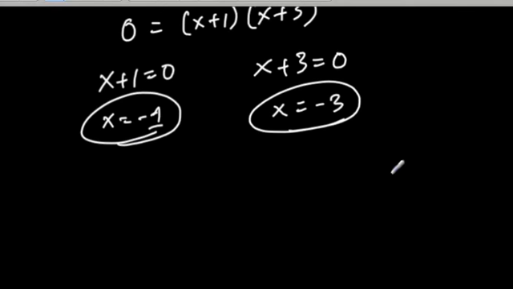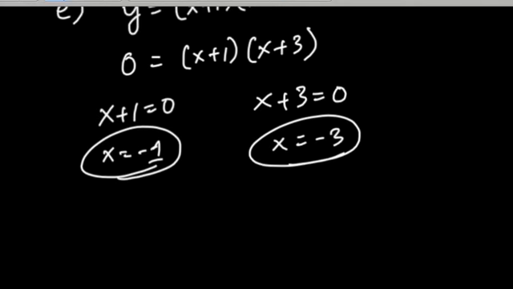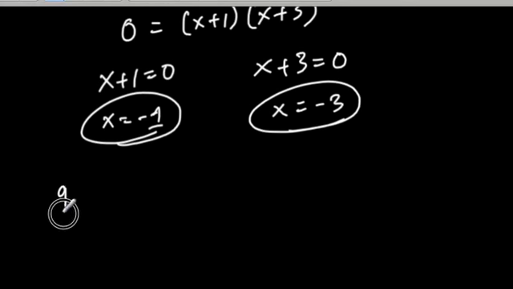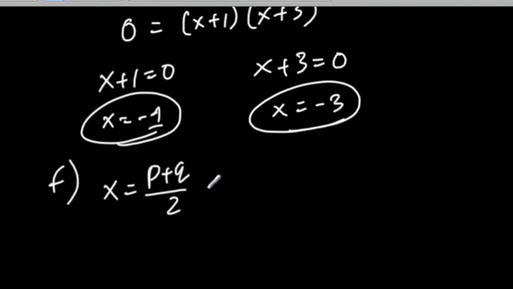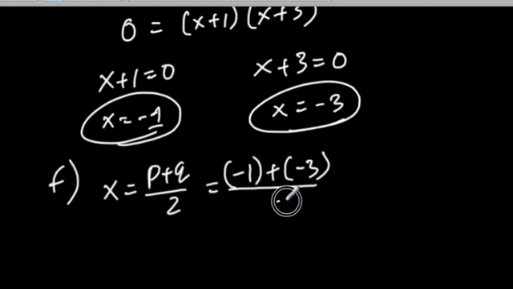Oh yeah, and then the next part is part G. G says to find, oh no, sorry, part F. My apologies. We have to find the vertex. So the x-coordinate of the vertex is x equals p plus q divided by 2. So that's going to be negative 1 plus negative 3. Remember, p and q are the x-intercepts. So it's negative 4 divided by 2, which is negative 2.